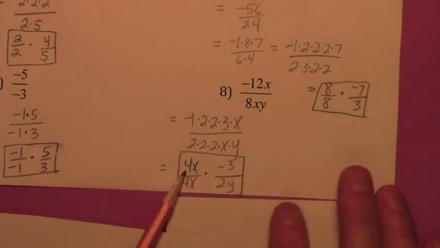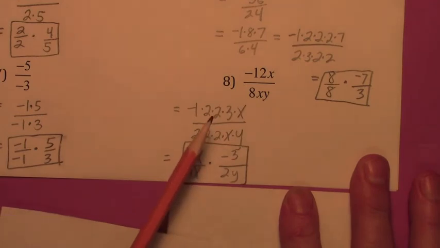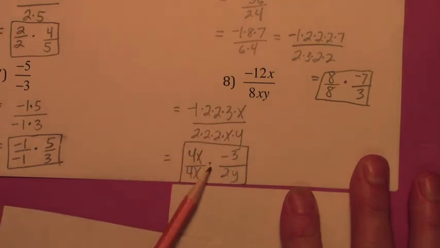Well, the two 2's are 4, so you can take two 2's and an x out of the top and bottom, so 4x over 4x, and what's left? On top you have negative 3, on the bottom you have y. So this is what they want you to do.